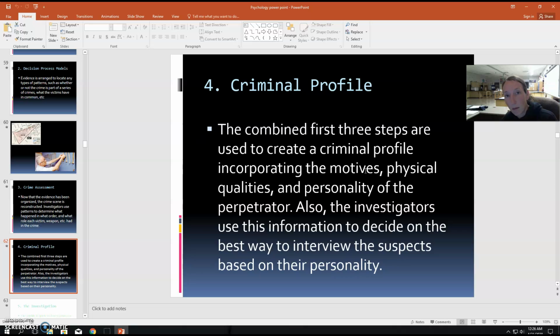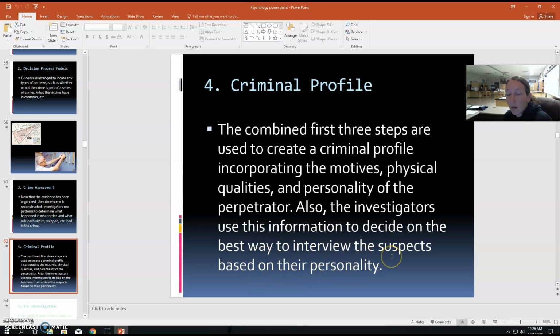And the evidence of the crime scene could help support what this is. Because once again, your behaviors are expressions of your thoughts, feelings, and emotions, and that can help predict the future. All right, so this incorporates the motives, physical qualities, and personality of the perpetrator. Also, the investigators use this information to decide on the best way to interview the suspects based on their personality.